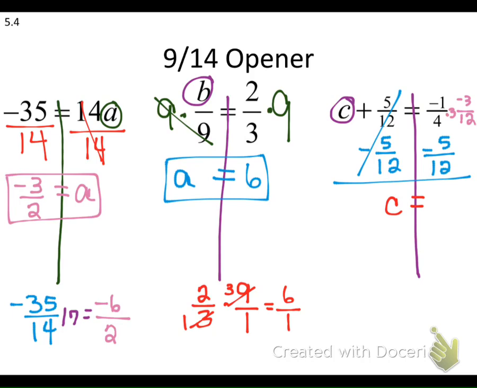When I go to subtract my numerators, it's going to be -3 minus 5, which will equal -8. My denominators stay the same. However, I'm not quite finished because I need to take this fraction and simplify it.